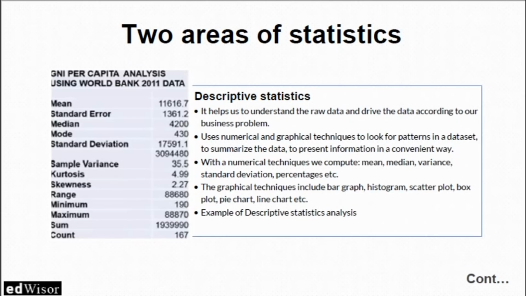So guys, now let us understand what are the two different areas of statistics. The first one is descriptive statistics and the second one is inferential statistics. Descriptive statistics help us to understand the raw data and derive the data according to our business problem.